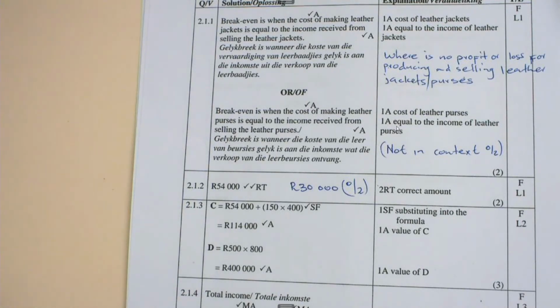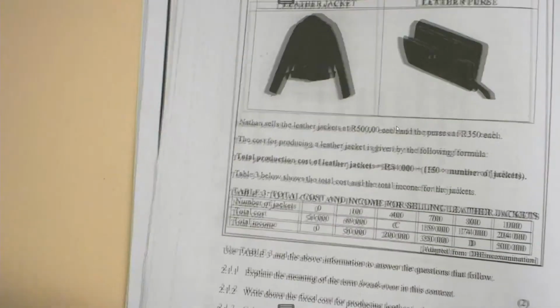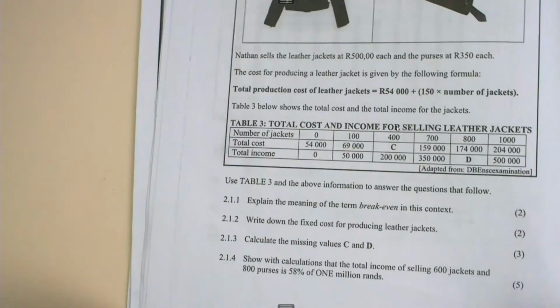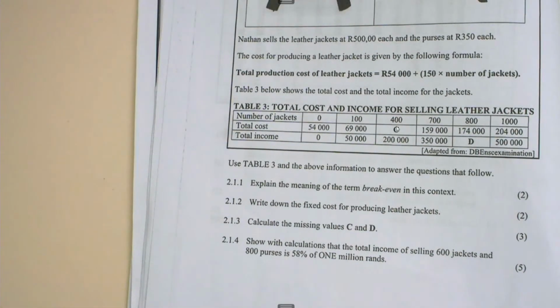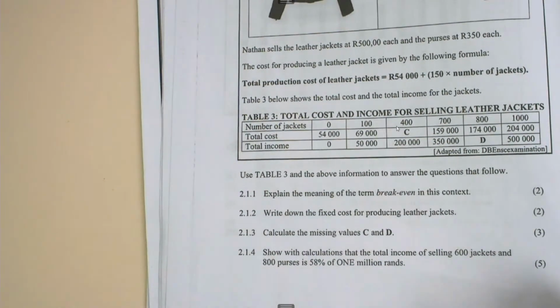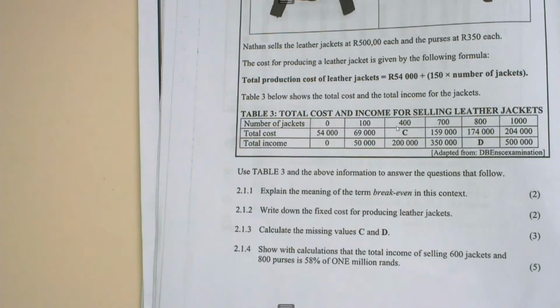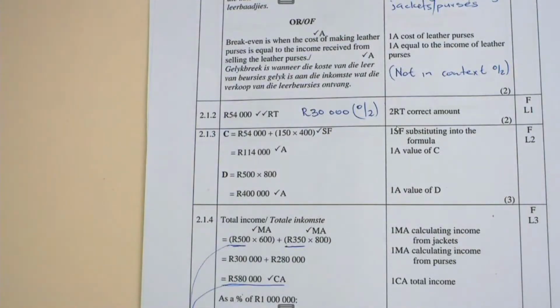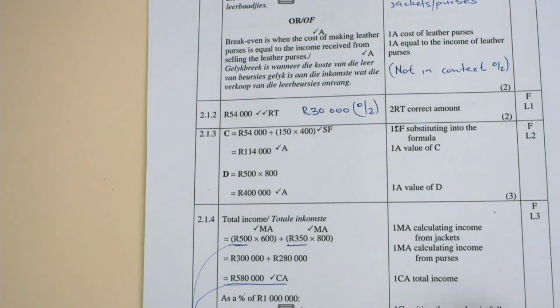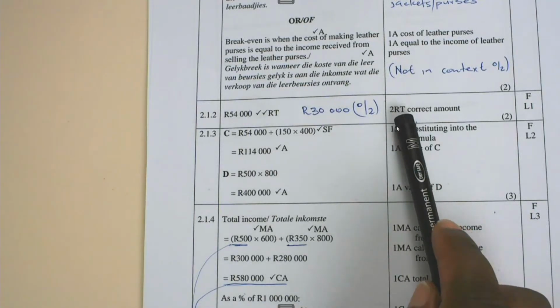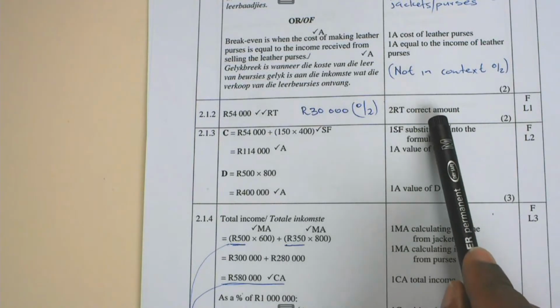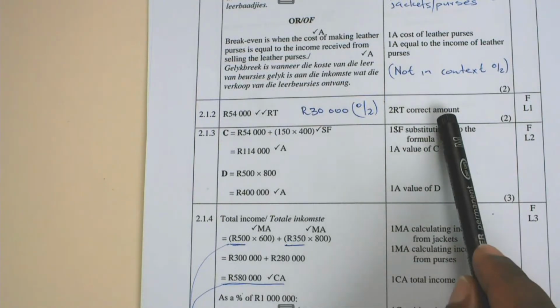Another question, it's 2.1.2. It says, write down the fixed cost for producing leather jackets. The answer to that is 54,000. The mark should be 2 RT for the correct amount, 2 marks RT for the correct amount.